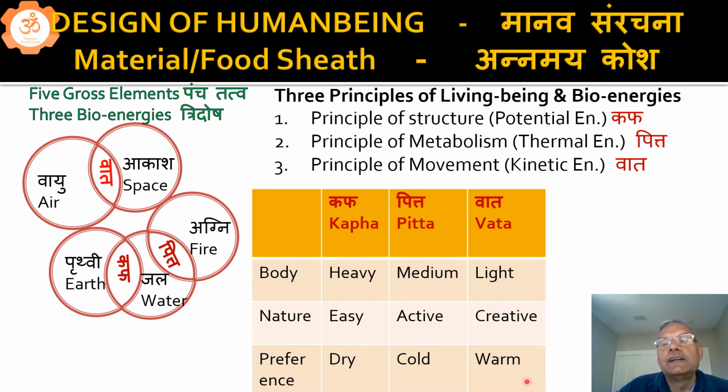So in this way we can see that the 5 gross elements and 3 bioenergies decide what type of a person one is.